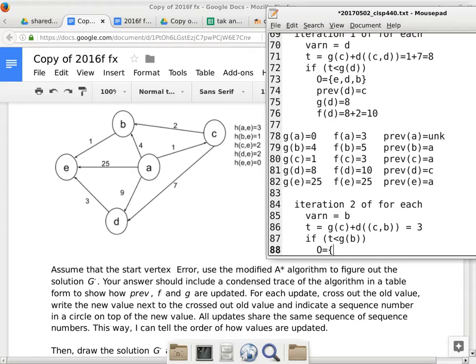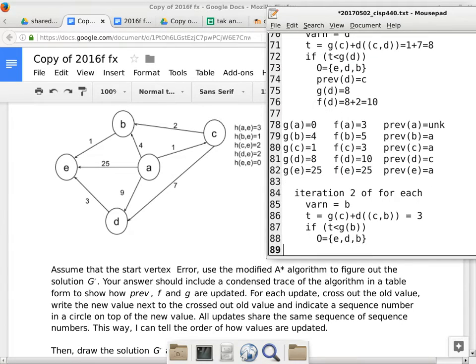So the first thing we have to do is to make sure that B is in the big O set. I chose the letter O for open. This is a set of vertices that are considered, quote-unquote, open, which means we have to look at those again because we found a shorter path. That's why we have to make sure that B is in it. But B is already in it, so that's cool. So E, D, B, it's still the same, because adding B to this set doesn't really do anything to it.